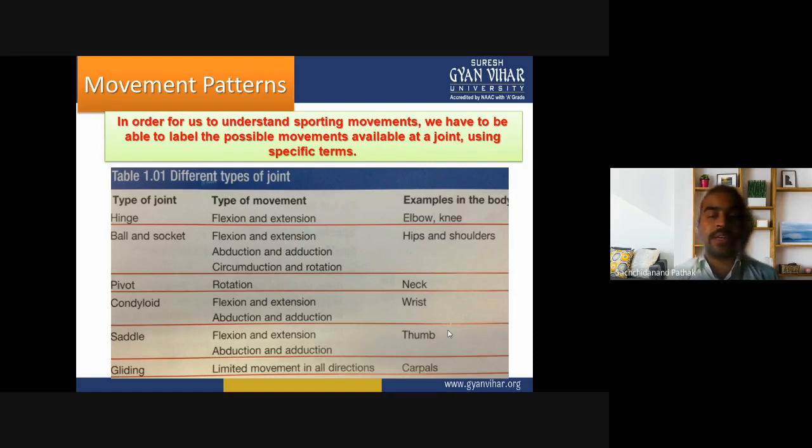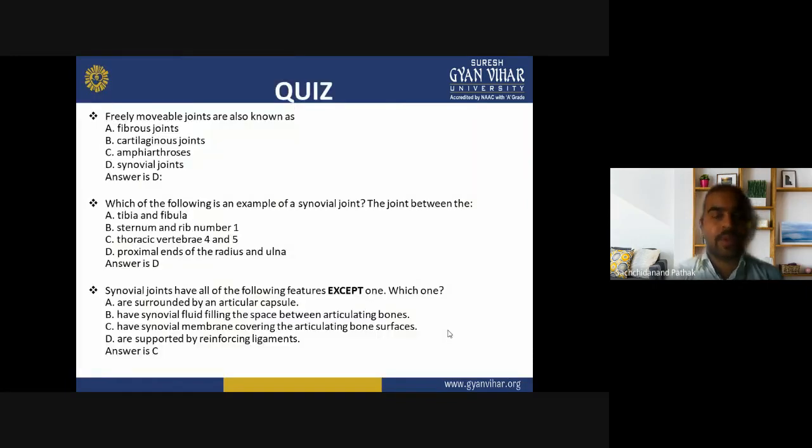Condyloid joint in the wrist, like flexion and extension, abduction and adduction. Saddle joint is there, thumb flexion extension, abduction adduction. Gliding joint is there, having the carpals, that is going to glide, slide on each other. So limited movement in all directions. So these are the different movements. Now we have a set of quiz for the current lecture.